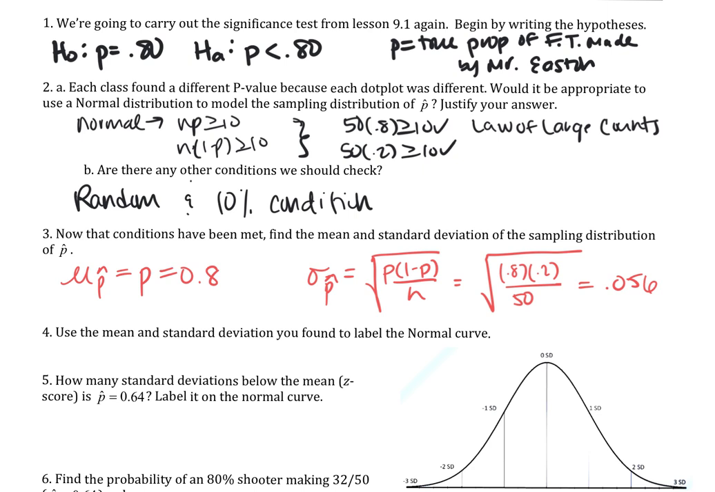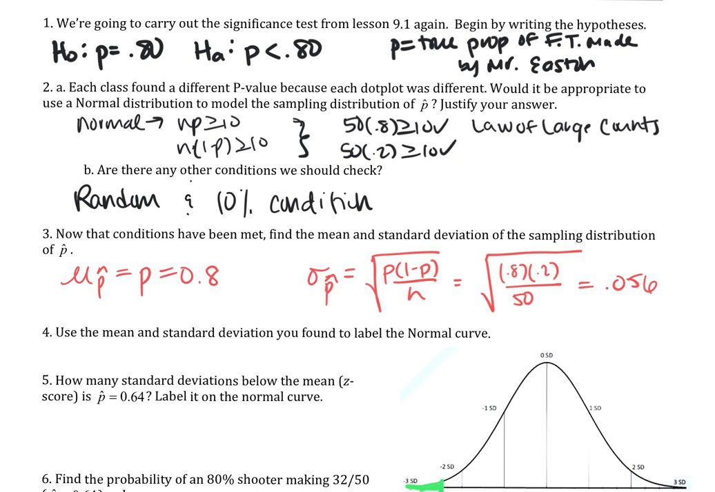It says use the mean and standard deviation you found to label the normal curve. I'm going to go ahead and pause the video and label my normal curve. You can do that too. Just looking at my normal curve being labeled here, I can see that Mr. Easton's way down here. If the average is 80%, that 64% is way down here. So let's go ahead and mark that off where that 64% is. We're way in that lower tail.